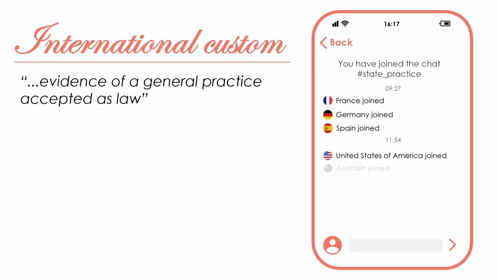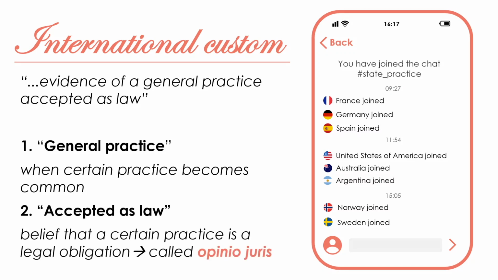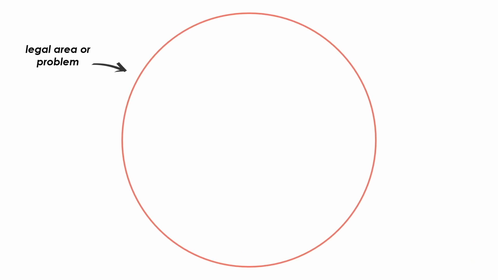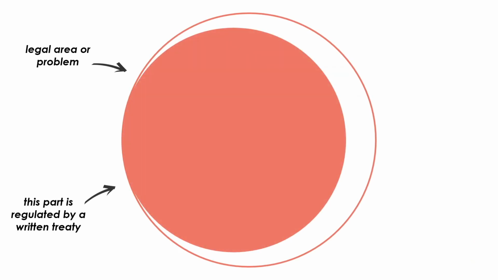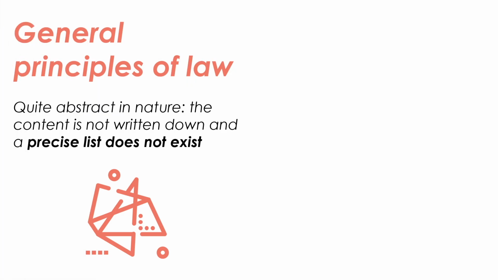Let's now move towards custom. Evidence of a general practice accepted as law. As you can see, it has two elements. First, general practice, when certain practice becomes common among states. And second, accepted as law, when there is a belief that a certain practice is a legal obligation. This is called opinio juris. So we have a legal area of a problem, and let's say part of it is regulated by a written or a codified treaty. And so customary international law would govern parts that are not governed by a treaty.